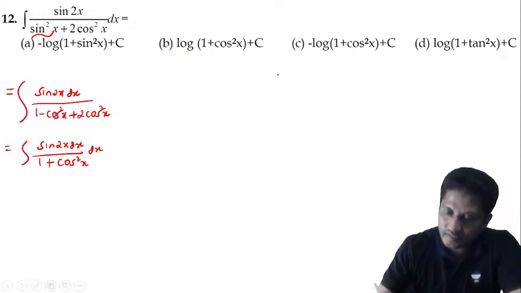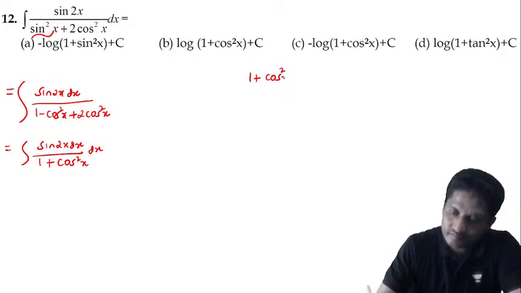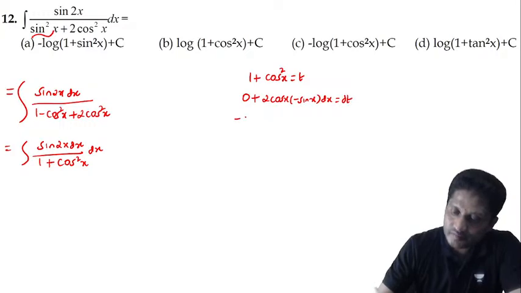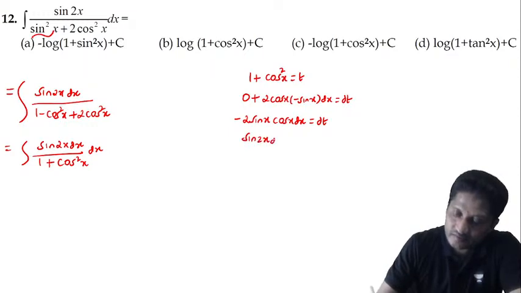Now I'm going to take 1 plus cos square x is equal to t. Differentiation of 1 is 0. Differentiation of cos square x is 2 cos x, and differentiation of cos x is minus sin x. So dt is equal to minus 2 sin x cos x dx. Then sin 2x dx is equal to minus dt.